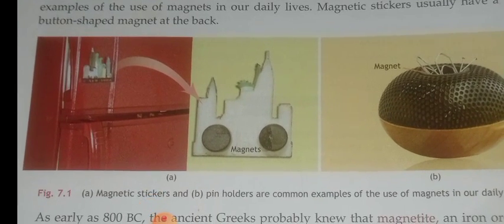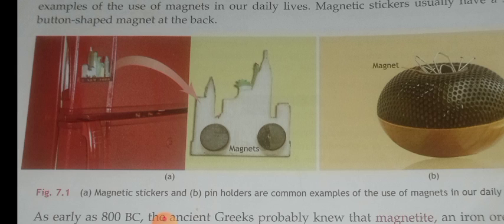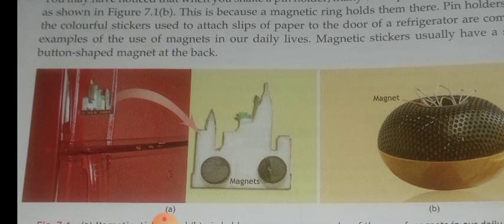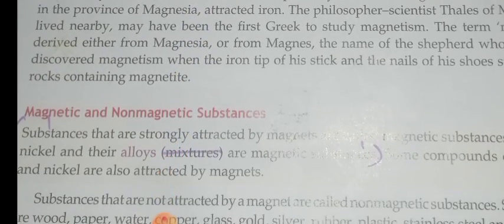As early as 800 BC, the ancient Greeks probably knew that magnetite, an iron ore mined in the province of Magnesia, attracted iron. The philosopher-scientist Thales of Miletus, who lived nearby, may have been the first Greek to study magnetism. So, the Greek people were the first to study magnetism. The term magnet was derived either from Magnesia or from Magnes, the name of a shepherd who supposedly discovered magnetism when the iron tip of his stick and the nails of his shoes stuck to some rocks containing magnetite. So, magnets were first discovered by the Greek people.